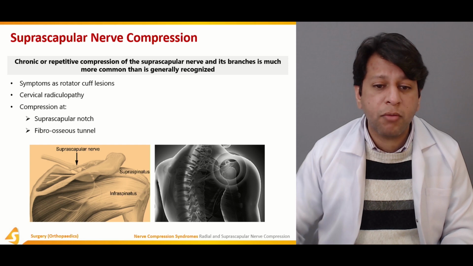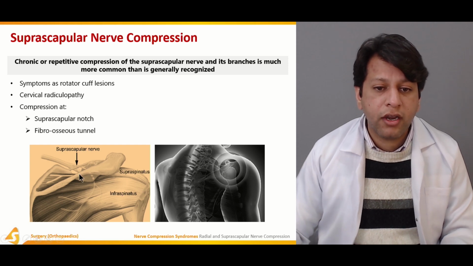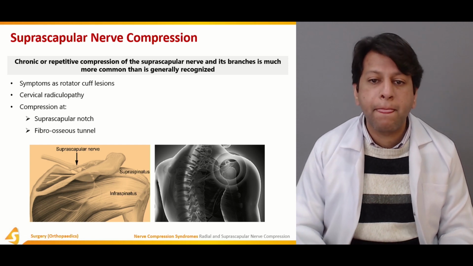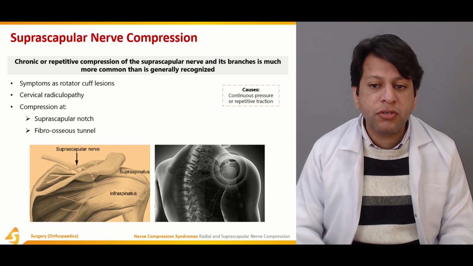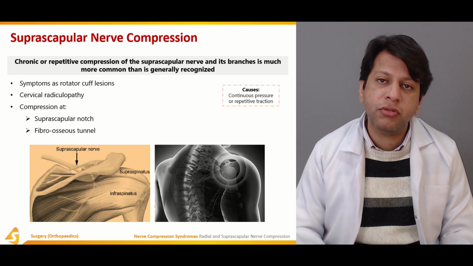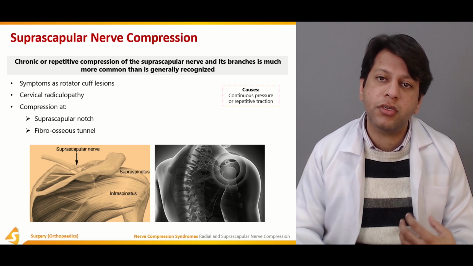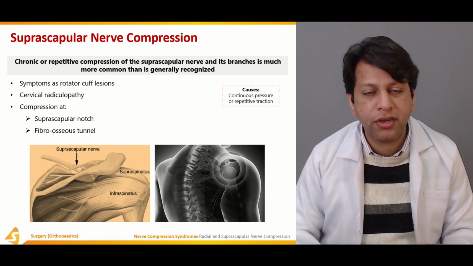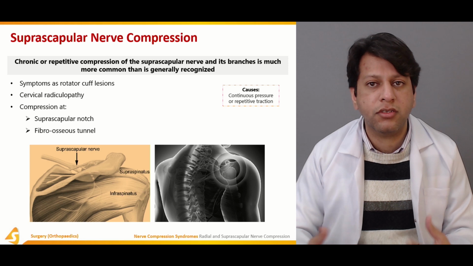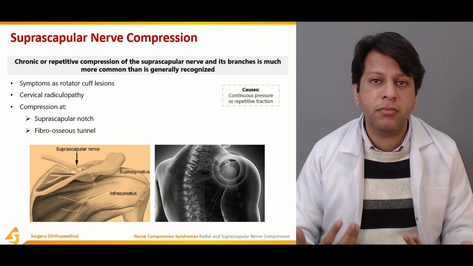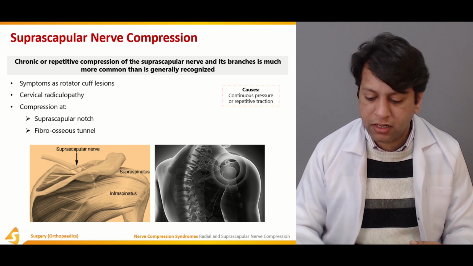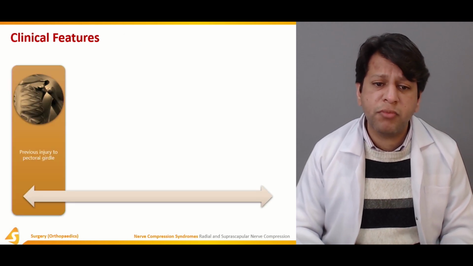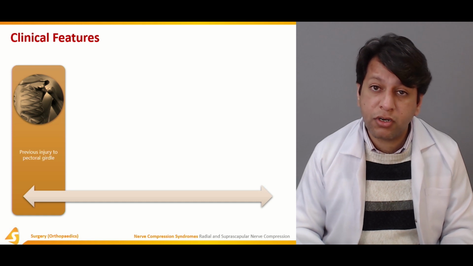Compression could be at the suprascapular notch over here, or at the fibroosseous tunnel, which is just below the spine of the scapula. So causes could be continuous pressure or repeated traction. Continuous pressure could be in the form of a cyst, a tumor, or a lipoma. Repeated compression could be due to exercises which mainly involve muscles such as supraspinatus and infraspinatus.